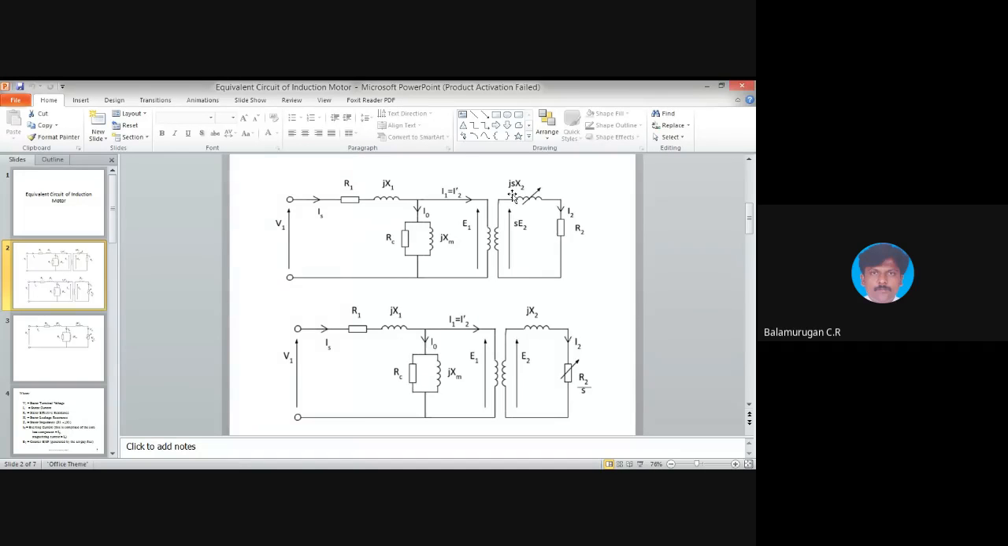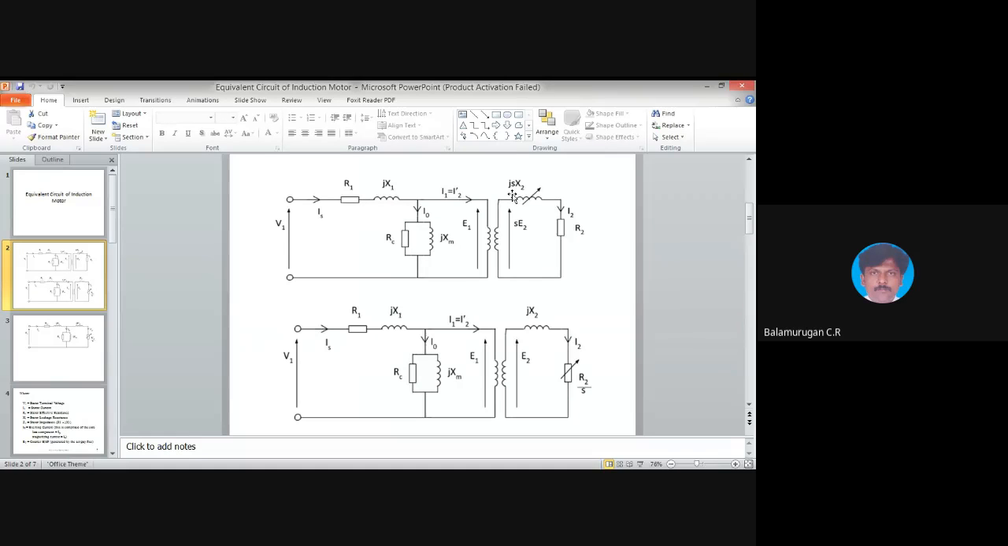JX2. Okay. S is what we are including, the slip. Slip is the additional parameter we included here because we are having rotation in the case of the induction machine, the induction motor. In the transformer you will not have this value S. In the transformer we do not include a term S. The remaining parameters are all the same for the transformer and the induction motor. If you compare both the transformer and the induction motor, all the remaining parameters are the same except slip.